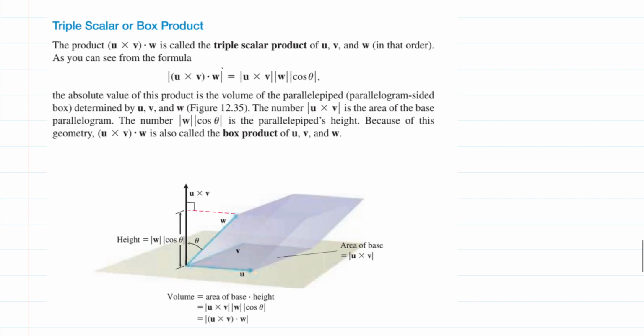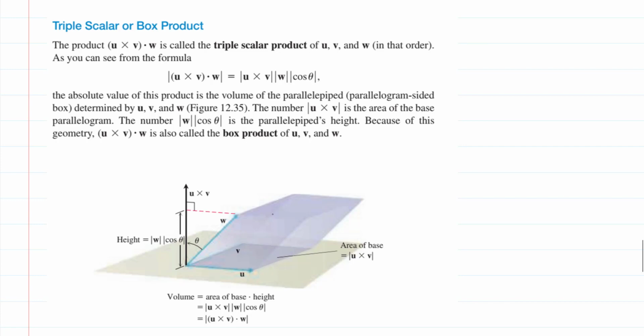We can get the magnitude of that in the form of the magnitude of u cross v, multiplied by the magnitude of w, times cosine theta. So in this particular case, for us to understand what this theta is, let's look at this diagram here. We have a box. Now this box has sides which are parallelograms. So this is called a parallelepiped, or maybe you can call it a parallelogram sided box.